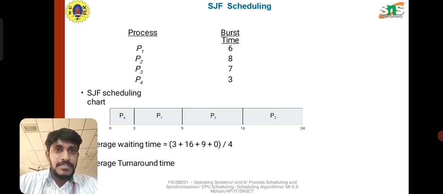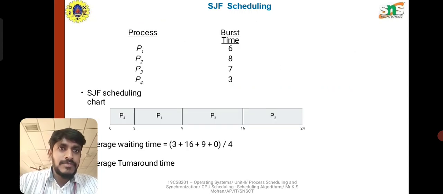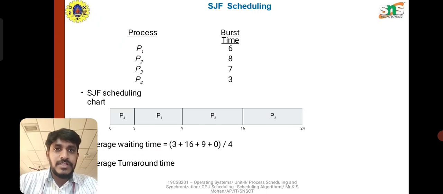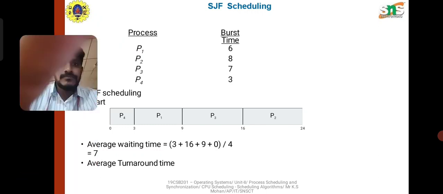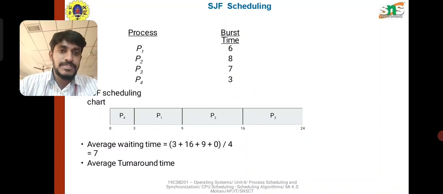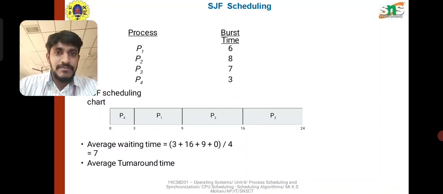So processes P1, P2, P3, P4 have burst times 6, 8, 7, 3. In the SJF chart, the average waiting time is (3 + 16 + 9 + 0) divided by 4, which equals 7.